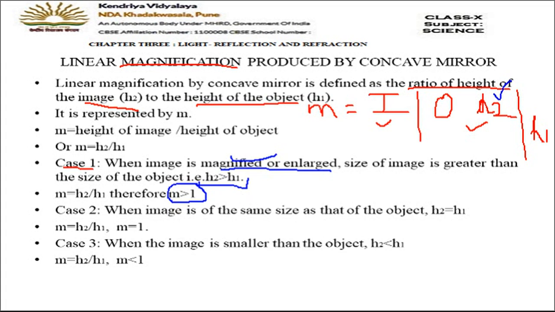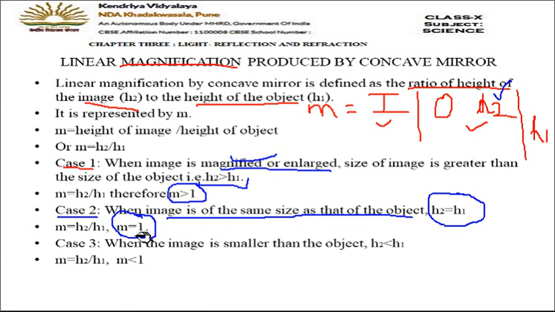These are the symbols which you can directly use to find out what type of image is formed. Then let us see what is case number 2. If the image is of the same size as that of the object, if the size of the object and the size of the image are both the same, then what will happen? H2 is equal to H1. In that case, what will be the ratio now, children? It will be equal to 1.